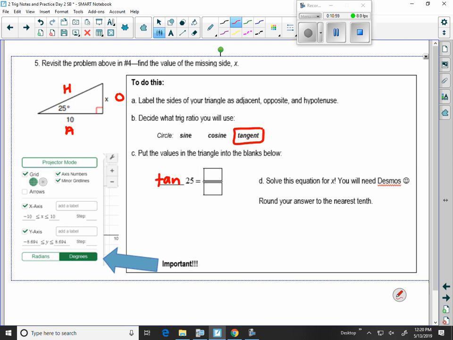Okay, opposite is which side? Adjacent is? Perfect. Okay, so now we want to solve the equation and get x by itself. So I have x over 10 equals the tangent of 25. How am I going to get rid of this 10? Multiply it on both sides. Okay, so now we have 10 times the tangent of 25 equals x.